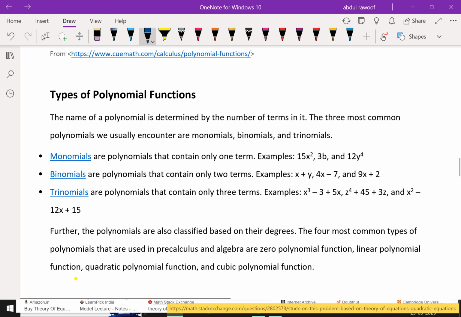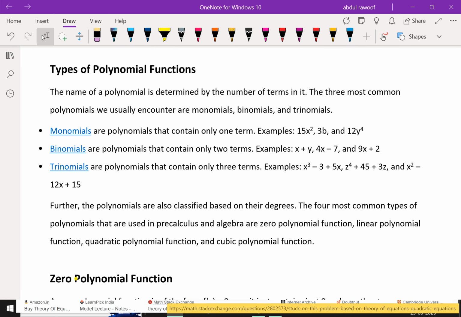Types of polynomial functions. There are many types of polynomial functions. The name of the polynomial is determined by the number of terms in it. The 3 most common polynomials we usually encounter are monomials, binomials, and trinomials. Monomials are polynomials that contain only one term. For example, 15x squared, 3b, 12x y power 4.